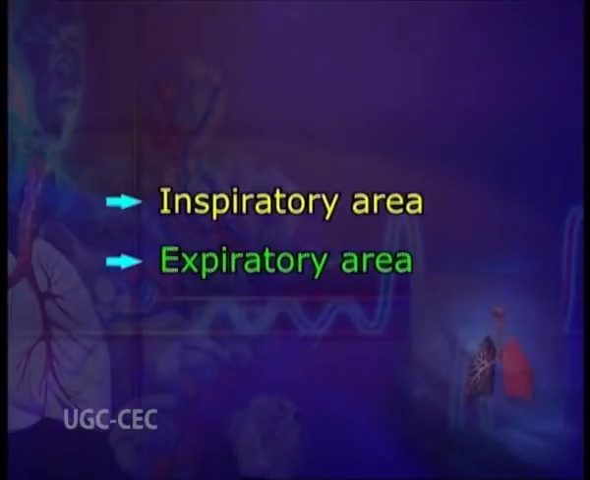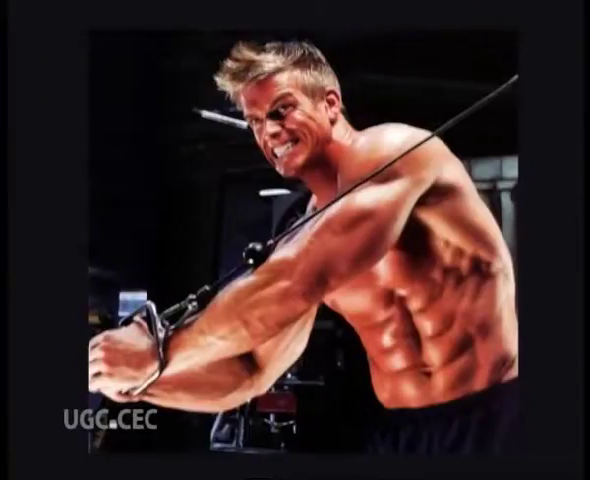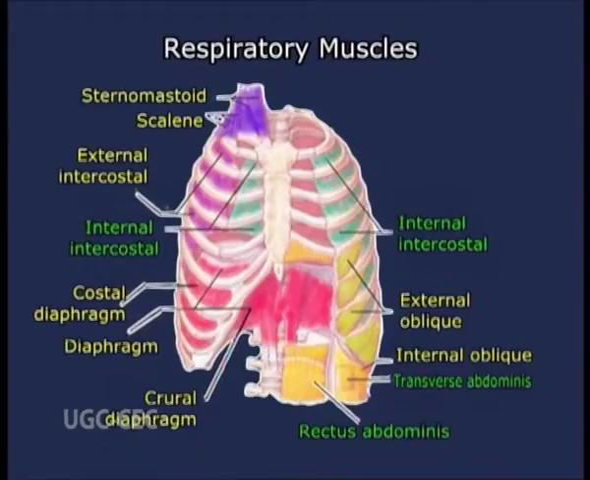Let us see expiratory area. Neurons of this area usually remain inactive during quiet respiration. However, during forceful expiration, for example during heavy exercise, it is activated by nerve impulses from the inspiratory area. Impulses from the expiratory center cause contraction of the internal intercostals and abdominal muscles, resulting in a forced expiration.